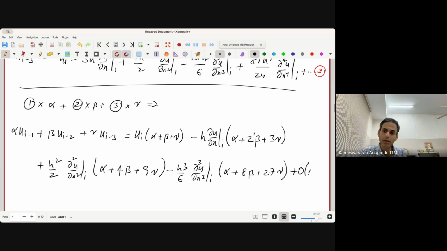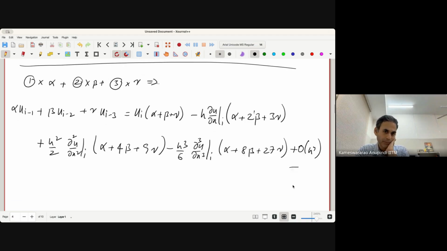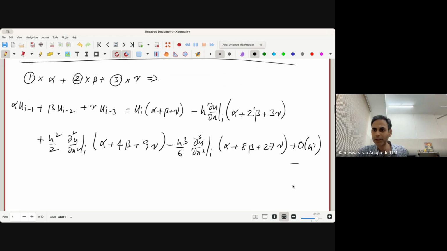Plus we have order h power 4 terms, right? That's what I have. Because this is a second derivative, I can neglect them. Essentially, we want second order accuracy. Order h power 4 divided by h square will basically give me order h square, so I'm not writing these terms here.